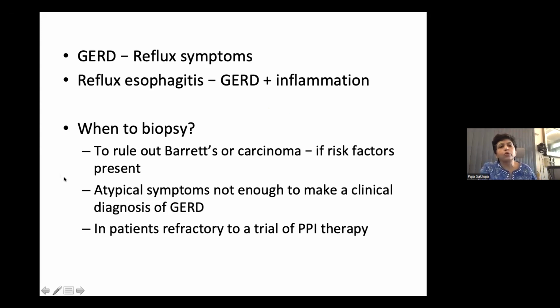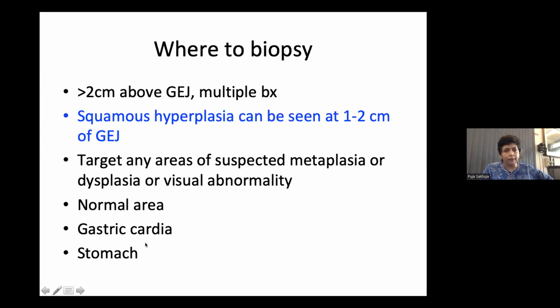Now, as you all know, most of you don't biopsy routinely, because it's pretty common, you know what the patient is having. You may not even do an endoscopy. But if you're suspecting for any reason Barrett's or carcinoma, it's a long-standing reflux, there are risk factors, you want to rule it out. Or if the patient has atypical symptoms like chronic cough and you're not sure if the symptoms are actually reflux or something else, or if a patient is on refractory treatment, then probably you would take a biopsy. And this is probably a question that you can answer better than I can.